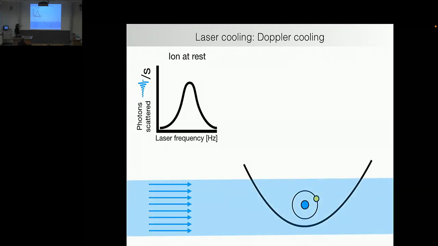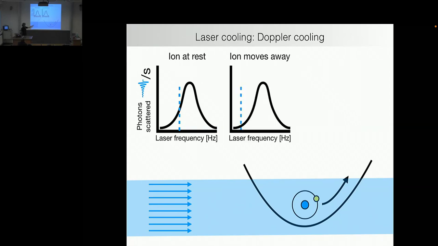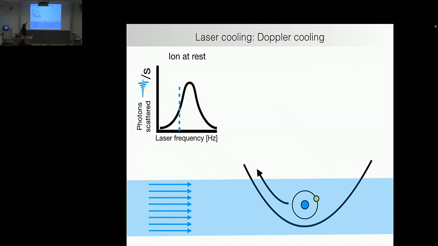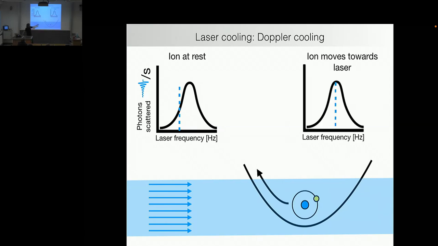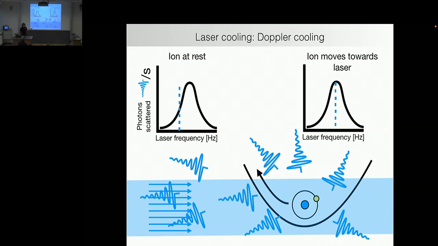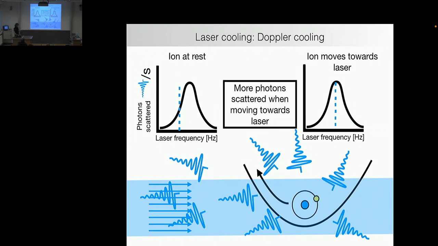And let's assume for a second you're hot, and you're moving away. Actually, what happens, and I decide to shoot my laser not at the resonance, but a bit red of the resonance, yeah? A bit left of it. When it's moving away, it sees an even lower frequency and will scatter fewer photons. So you only scatter 1 photon. However, if I'm now moving towards the laser, the ion sees a higher frequency. Yeah. And what happens is that it scatters a lot of photons. Why does this cool? So more photons are scattered when moving towards the laser.